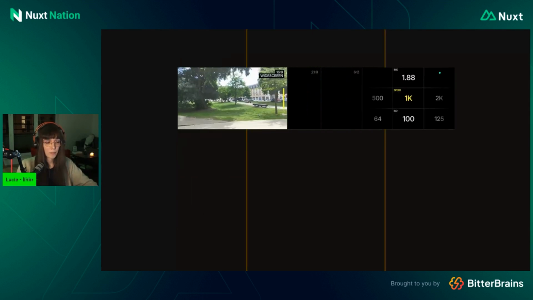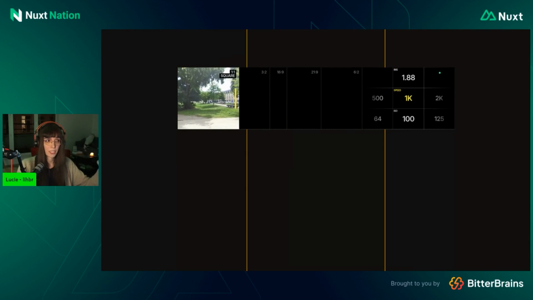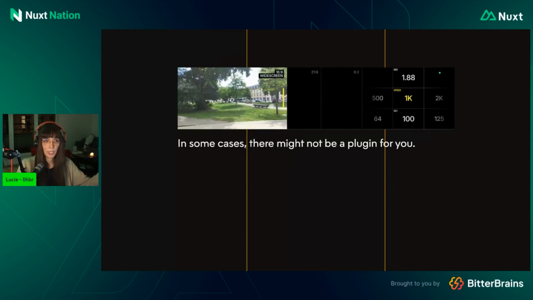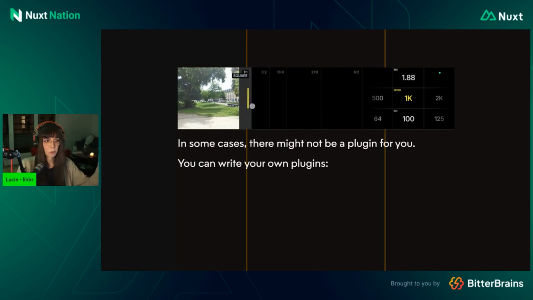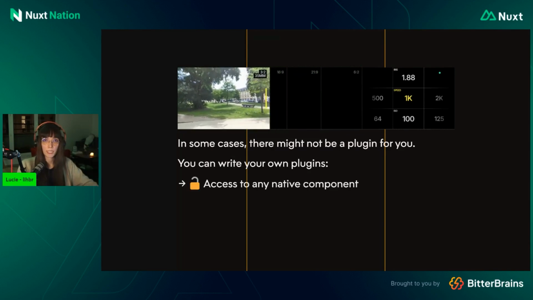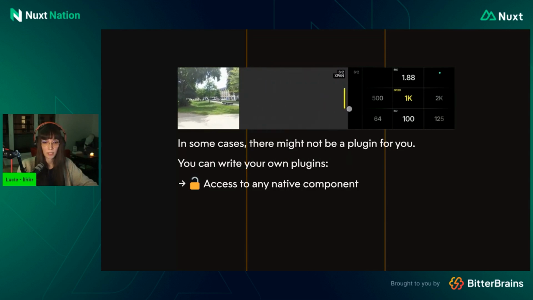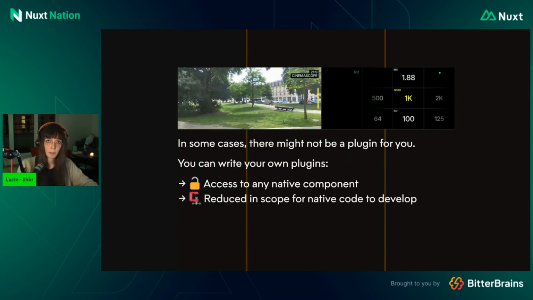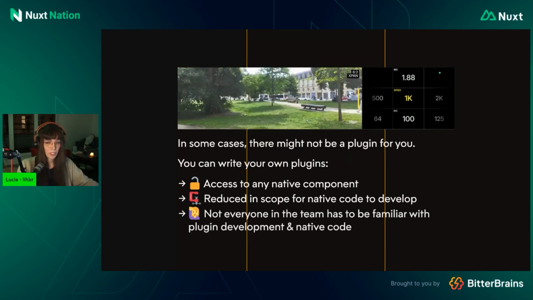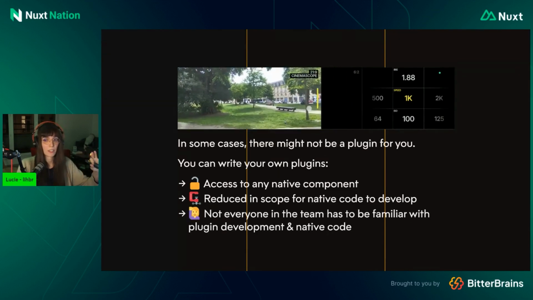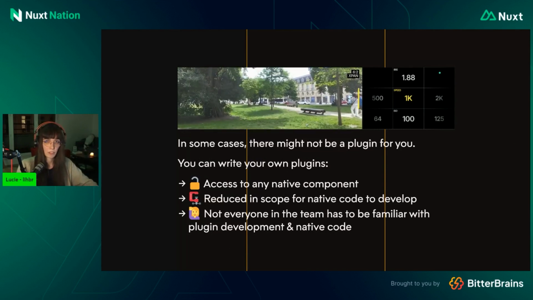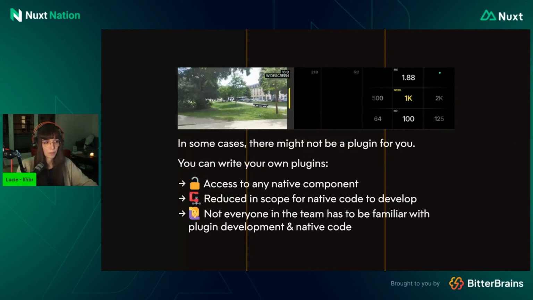Next, while building really specific applications like me with my camera app, there might not already be a plugin for your use case. In that case, it's not a dead end. You can write your own plugins. And doing so is great because it allows you to access any native component you can think of, all of that with a greatly reduced scope when it comes to the native code you have to write. And one thing I want to emphasize again here is that not everyone in the team has to be familiar with plugin development and native code. Only a few people have to be.